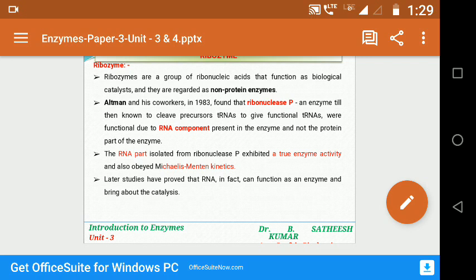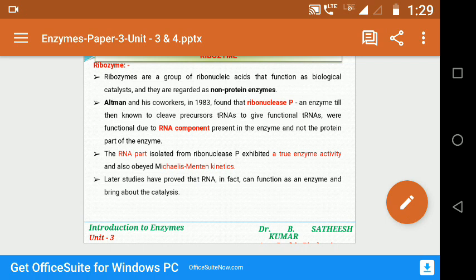And then we started discussing the mechanisms of action. In that, we discussed acid-base catalysis, covalent catalysis, electrostatic catalysis, and metal ion catalysis. Four different mechanisms we have discussed. And finally, we have seen the regulation processes of enzymes. The first is covalent modulation, the second is zymogen activation, and the third is isoenzymes.